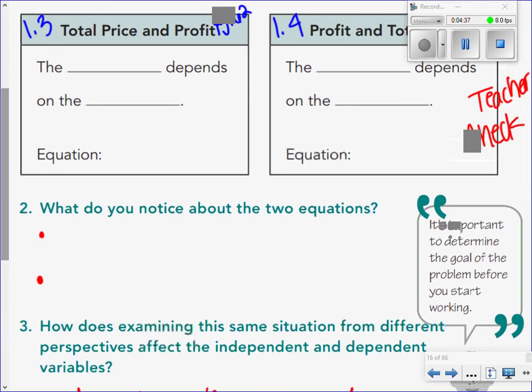All right? I want you to pause the video and see if you can figure out number 2. Give me 2 observations about this equation and this equation. Pause the video and do that now.